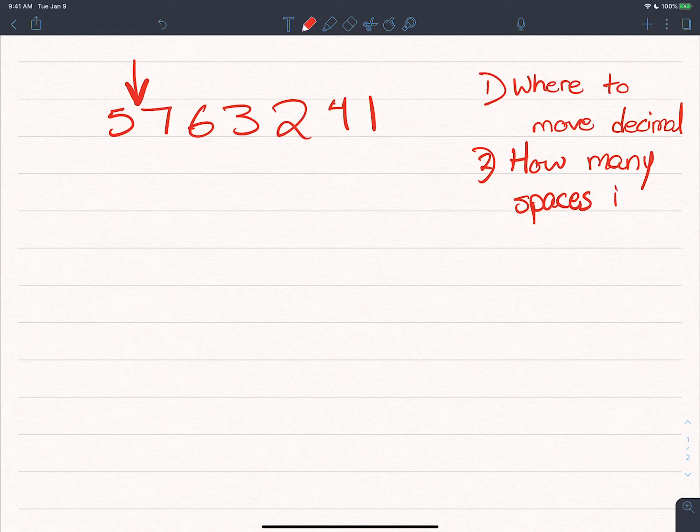And in which direction? So how many spaces are we moving it, and in which direction are we moving it? So where's the decimal point start off in this number? Where's the decimal point at now?